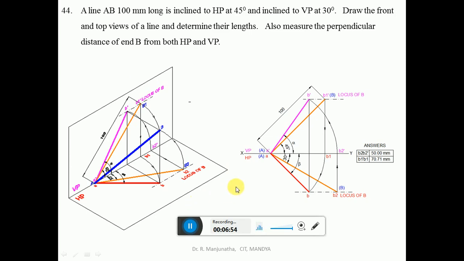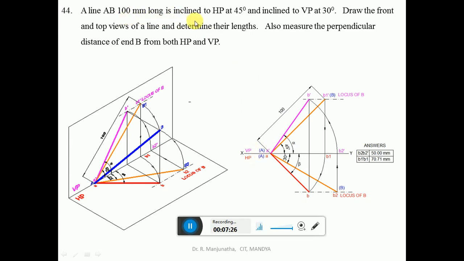Now we are going to solve this problem by using the sketchbook. First you draw the XY line and mark XY, VP and HP as shown. As we have taken, point A is in both HP and VP because we need to measure the minimum perpendicular distance of the line from both HP and VP. So we will consider the front view as A dash and the top view as A. A is in both HP and VP. And you mark this as capital A and this also as capital A.